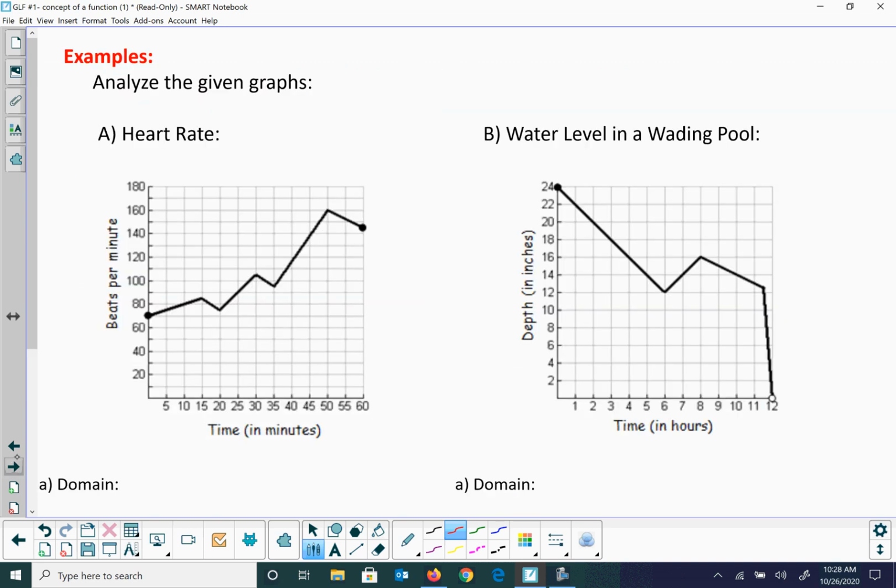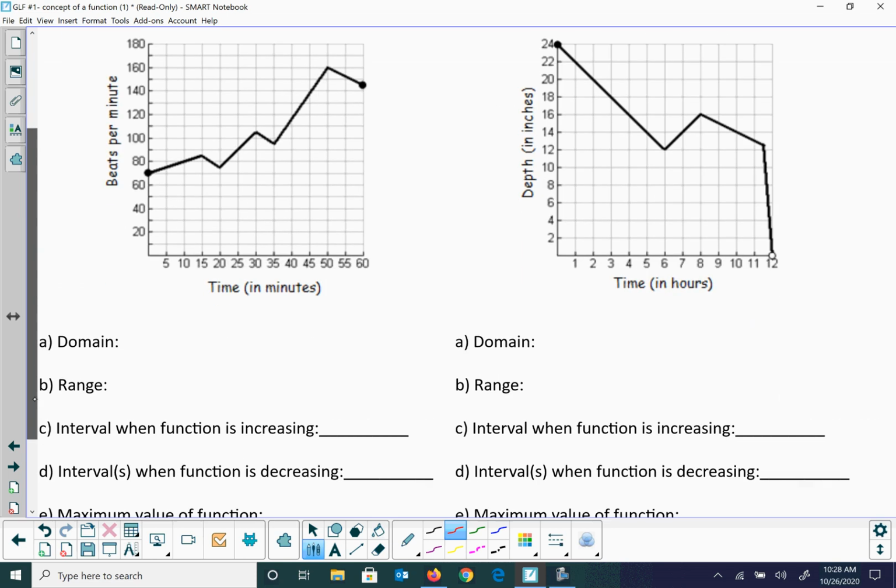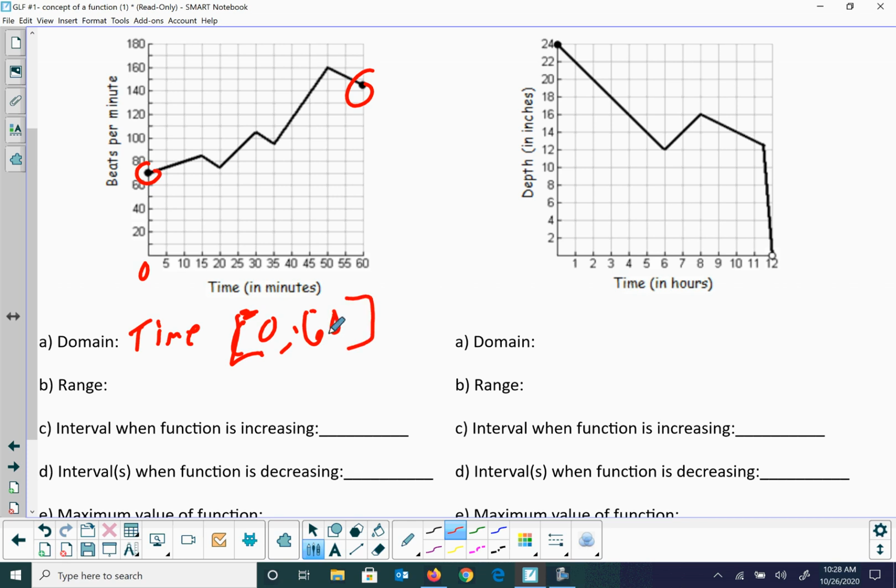Okay, analyze the graph. Okay, so we're going to talk about the domain. The domain here is going to be time. So our domain here, there's a 0 down there, is going to go from hard bracket 0, because we have a point there, to a hard bracket 60. The range is going to be beats per minute.